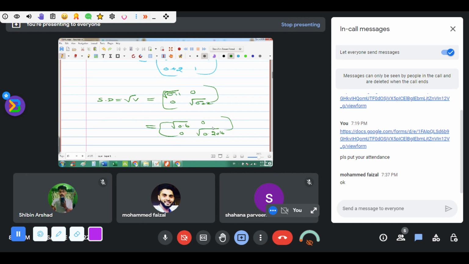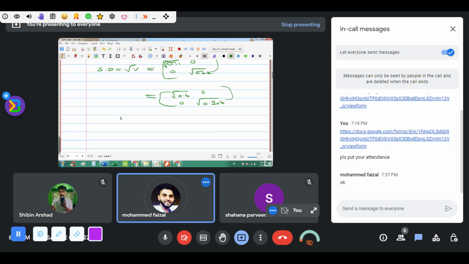Then what is the end result? What is the square root value? 0.77 for the first one. Next, the other is 0.44. That's all, ma'am. These two are very important 2-mark questions.